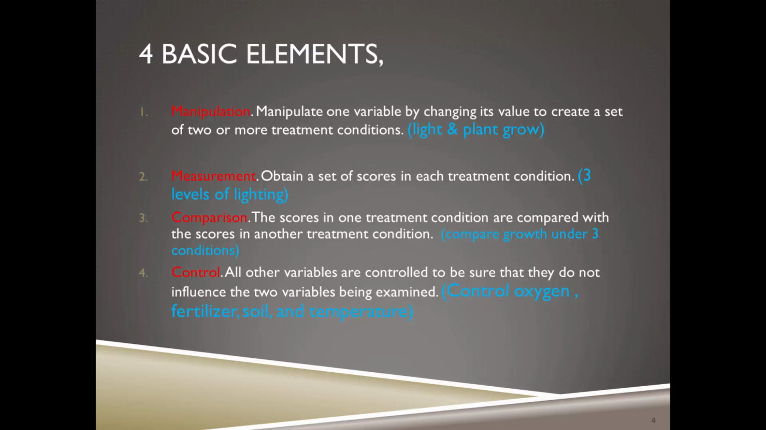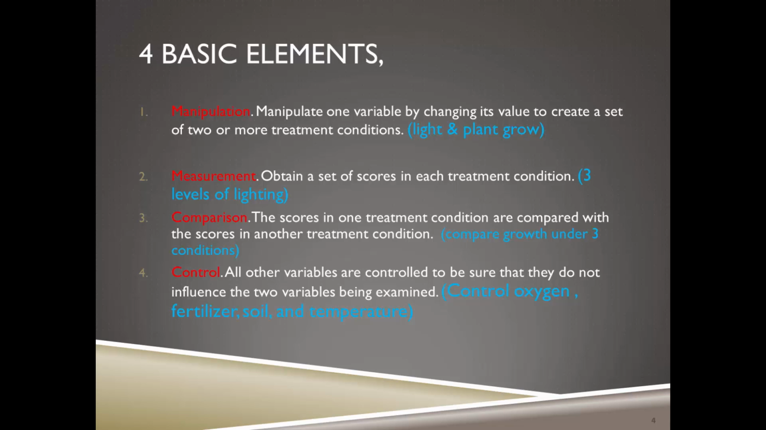First, manipulation. Manipulation, as I said, means that you change one variable to see how it affects the other variable. For example, you change the amount of light to see how it affects the plant grow. The other element is measurement. If you want to do experimental research, you have to be able to measure your variables. So for example, you put your plants in 3 levels of lighting, like 2 hours sunshine, 4 hours sunshine, and 8 hours sunshine, and see how it affects the plant growth.